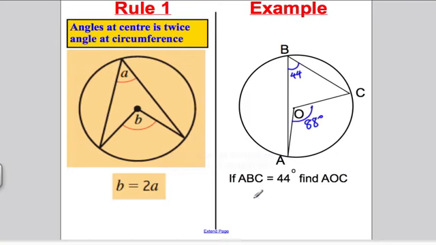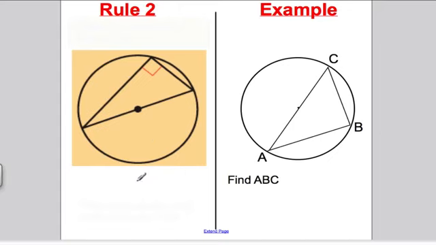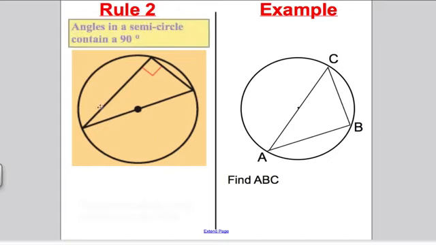Nice, easy rule. Okay, let's move on to rule 2. Here's a picture for rule 2. What rule 2 says is that angles in a triangle that's in a semicircle inside the circle must have a 90 degree at the circumference. So a way to write it in the exam: angles in a semicircle contain a 90 degree.